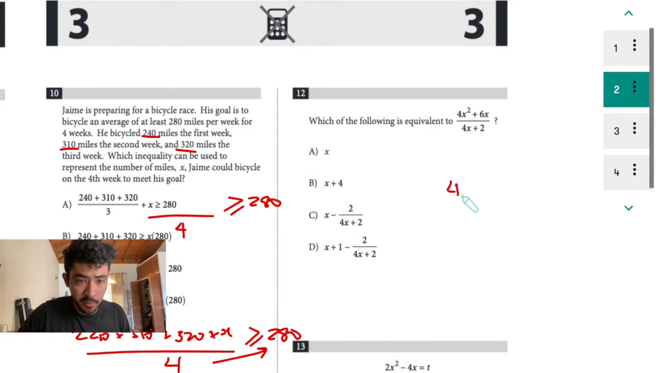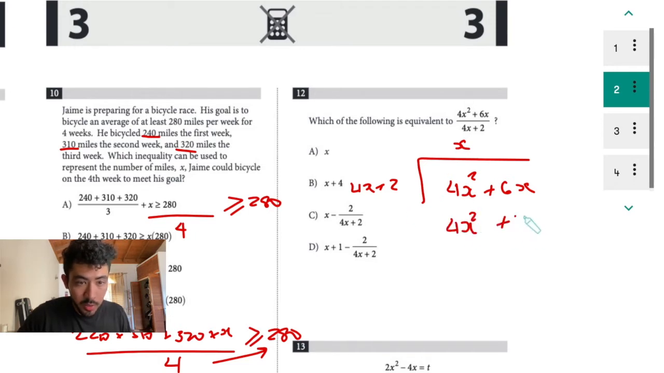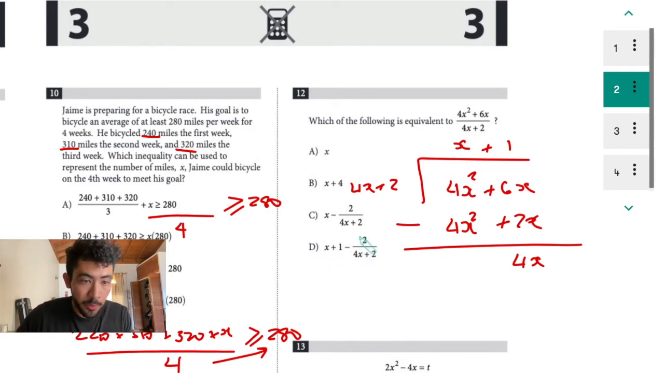Which of the following is equivalent to 4x squared plus 6x divided by 4x plus 2? This is a synthetic division case, so let me set up my division. 4x goes into 4x squared x times. That's going to be 4x squared plus 2x. We're going to subtract these. That's going to give me 4x. 4x goes into 4x one time, so I know I'm looking for x plus 1. The remainder doesn't matter, the answer has to be D.